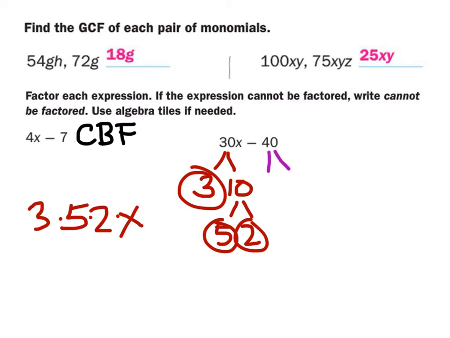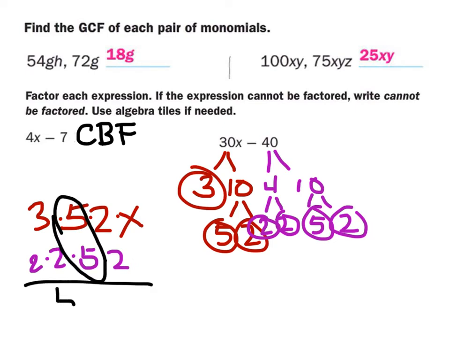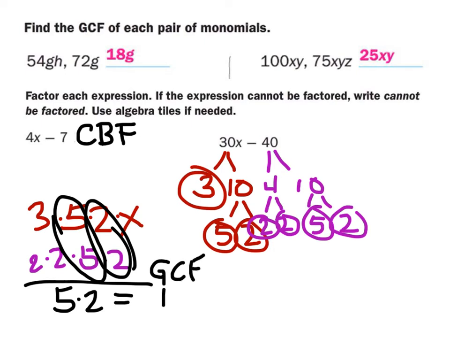What about 40? 4 and 10. 4 and 10 works. 4? 2 and 2. 2 and 2, good. 10? 5 and 2. 5 and 2. So I've got 2 times 2 times 5 times 2, we're good. All right, so common terms, well, there's the 5s. There's the 2s, times 2. Okay, this will give us our greatest common factor, which is 10.